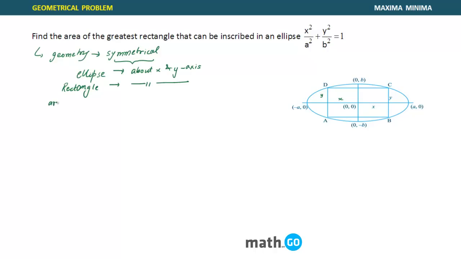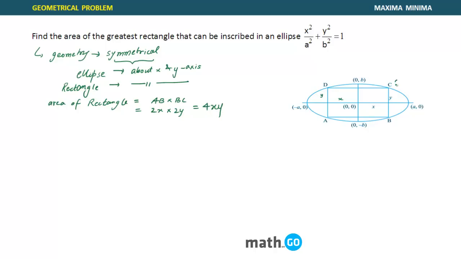So then area of rectangle, what will it become here? So area of rectangle will be, you can say, AB into BC, right? And AB is nothing but, yes, 2x, and this will be 2y. So you need to find 4xy. And since here there are two parameters x and y, we can differentiate with respect to only one. So we need to find x in terms of y or y in terms of x.